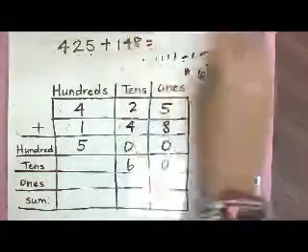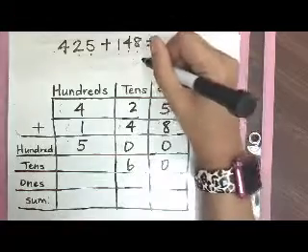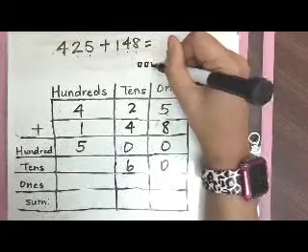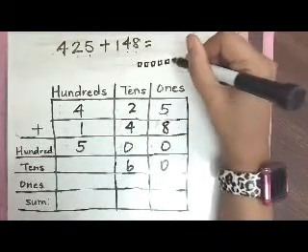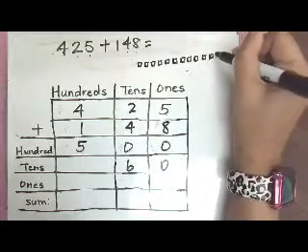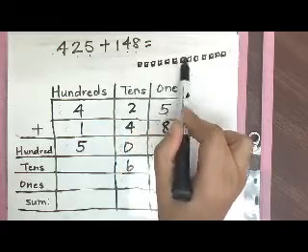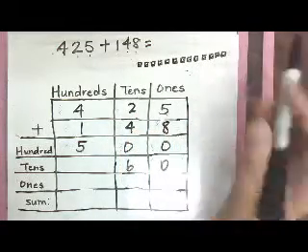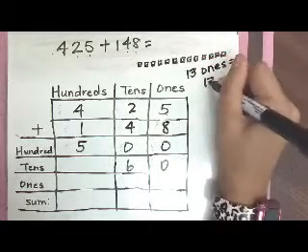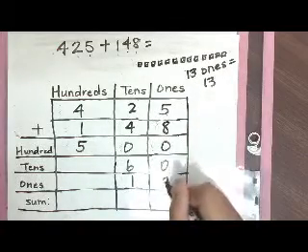Now we're going to move over to our ones. In our ones column, we have 5 ones plus 8 ones. So I show the kids again to draw little squares. We're going to show our 5 ones, 1, 2, 3, 4, 5, and then 8 more, 1, 2, 3, 4, 5, 6, 7, 8. And we're going to add these all together. 1, 2, 3, 4, 5, 6, 7, 8, 9, 10, 11, 12, 13. So 13 ones equals 13. And when we write the number 13, there is 1 ten and 3 ones.